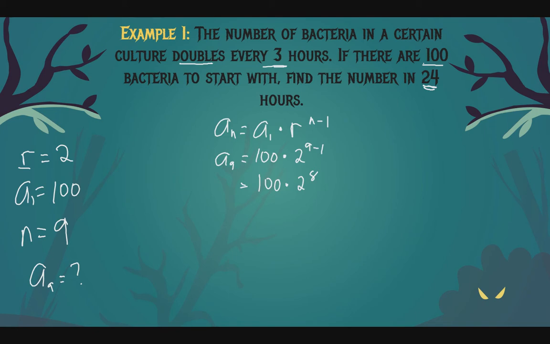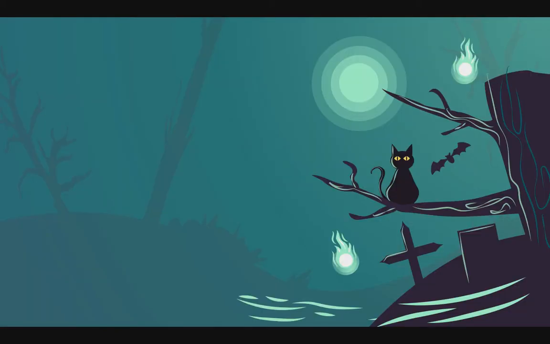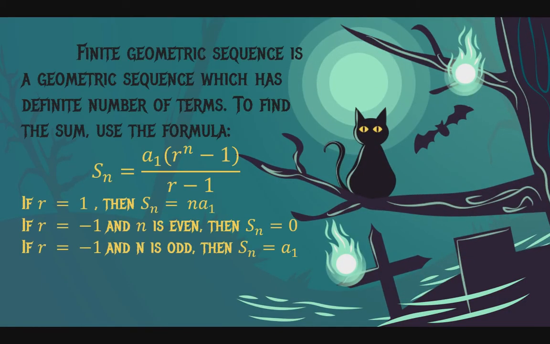Magiging 100 times 256. And we know that kapag multiply natin to, we will get 25,600 bacteria sa loob ng 24 hours. Okay, example number 2. Punta naman tayo sa finite geometric series.